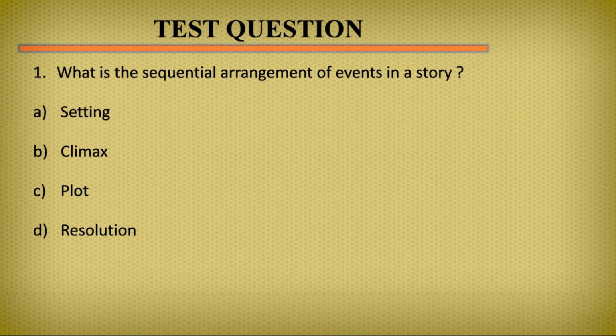Question 1. What is the sequential arrangement of events in a story? A. Setting. B. Climax. C. Plot. D. Resolution. The correct answer is C. Plot.